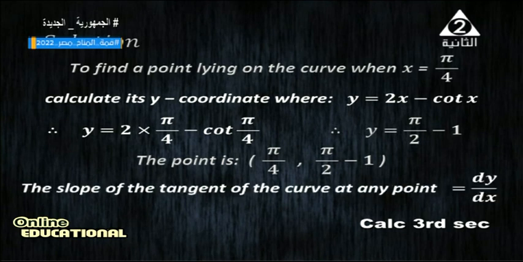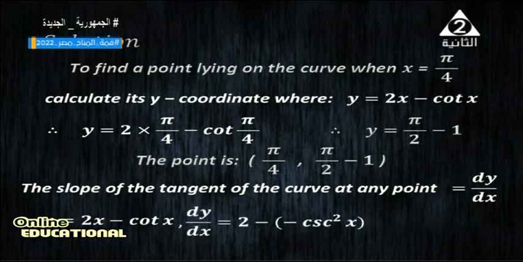The slope of the tangent of the curve at any point lying on it equals dy by dx. We know that y equals 2x minus cot x, then dy/dx equals the derivative of 2x, which is 2, minus the derivative of the trigonometric function cot x, which is negative cosec squared x. Then dy/dx equals 2 plus cosec squared x.